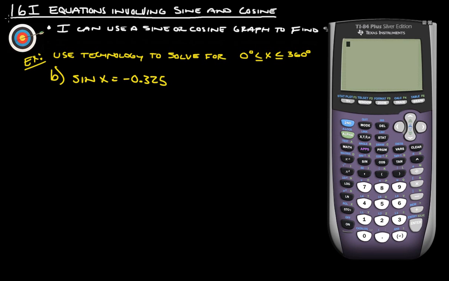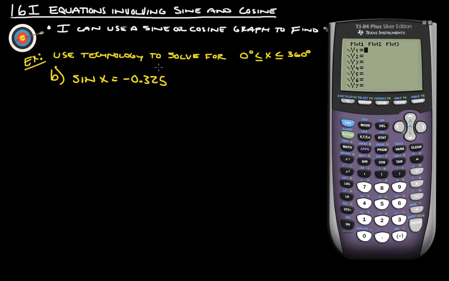I'm going to finish off the 16I notes on equations involving sine and cosine. So we're going to use technology to find when sine of x equals negative 0.325. All right, we already did example A. Now we're going to do B and C.